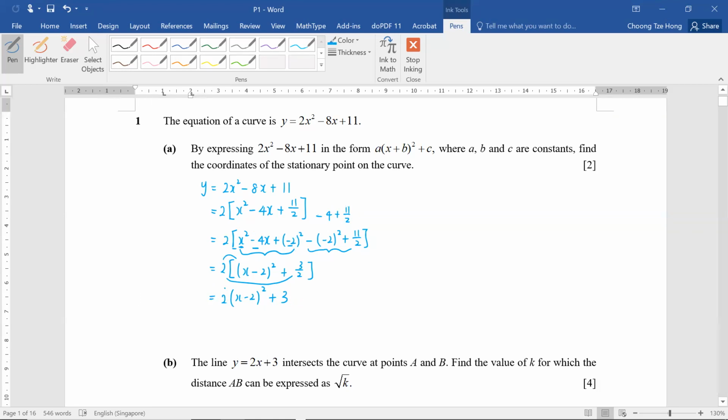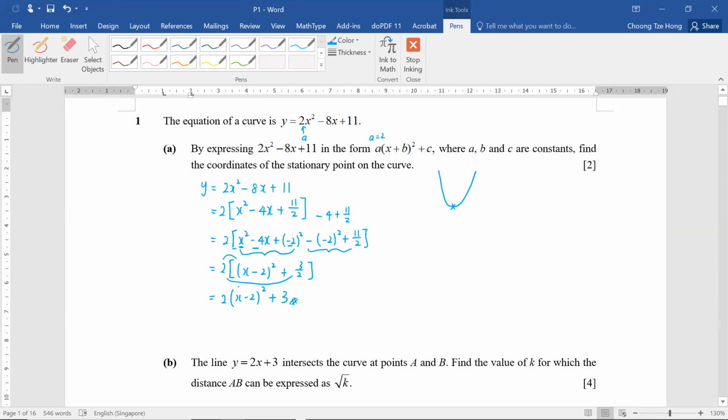In this case, a is 2, b is negative 2, and c is 3. So this is the first part of the question. How can we identify the stationary point? If you look at the value of a over here, a is 2. If a is positive, that means the curve is a smiley face, so it has a minimum point.